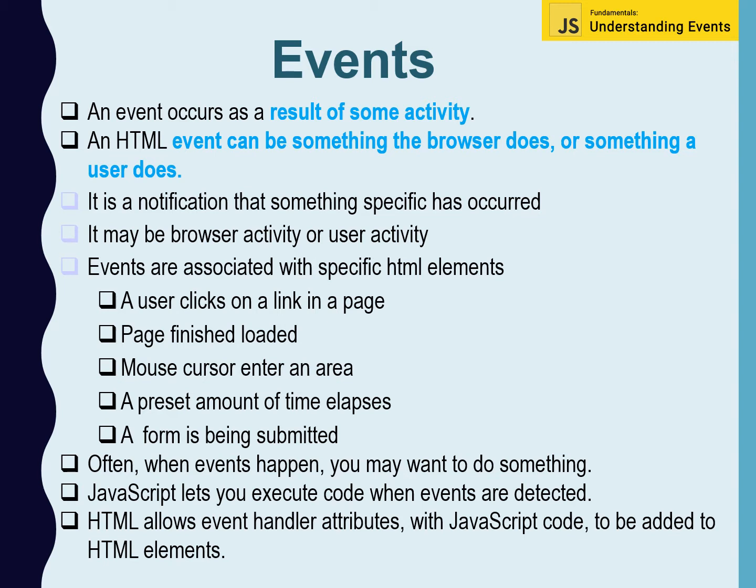For example, a user clicks on a link in a page, the page finishes loading, the mouse cursor enters a particular area, or a preset amount of time elapses at the time of form submission. These are some examples of events which are associated with HTML components. Often when events happen, you may want to do something. JavaScript lets you execute code when events are detected. HTML allows event handler attributes with JavaScript code.